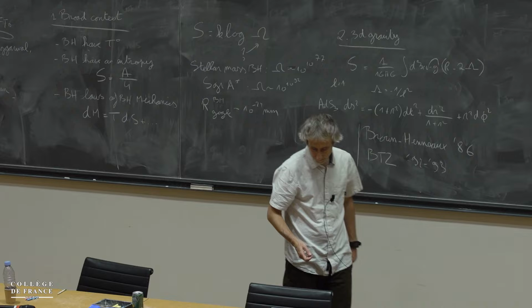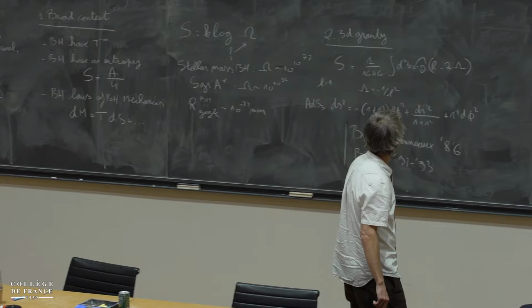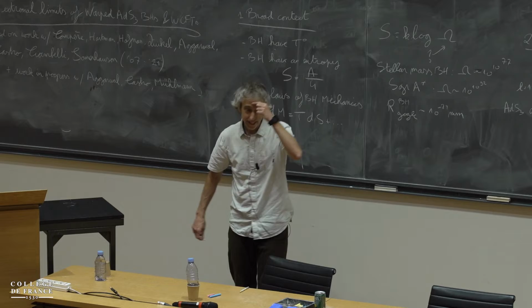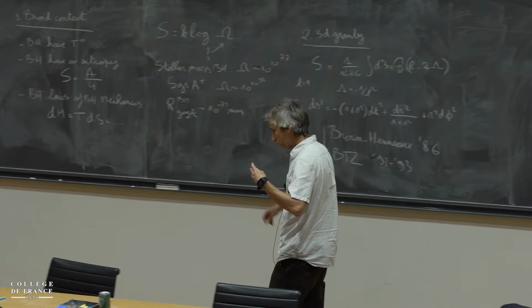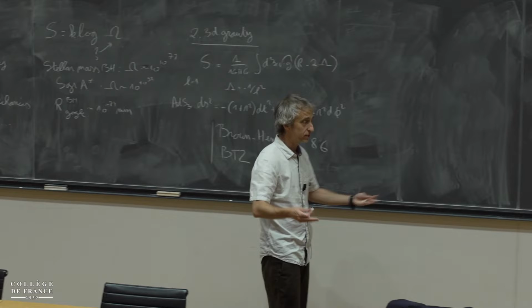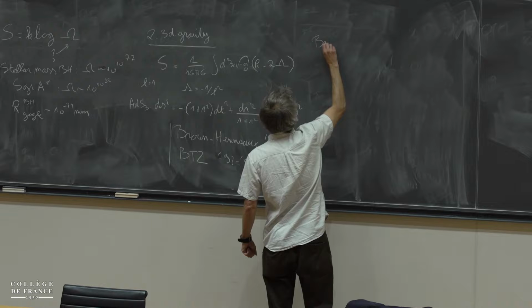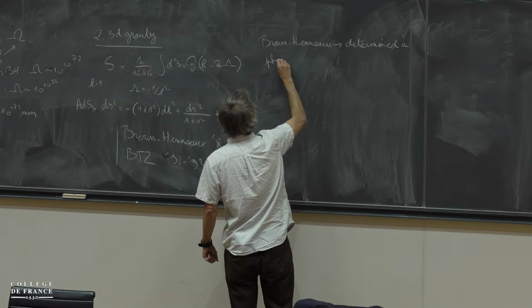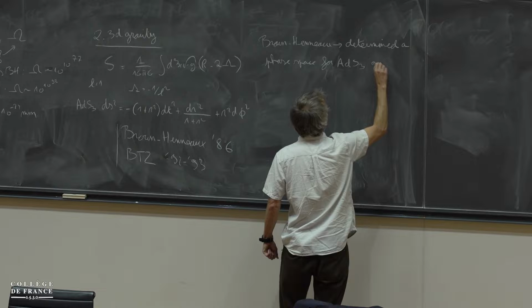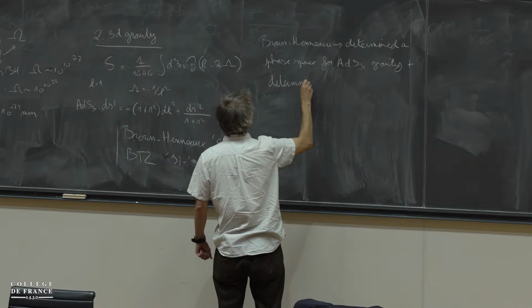So what was done in this paper by Brown-Henneaux in 86 was to identify a phase space of AdS3 gravity. Here I will use interchangeably the words phase space and configuration space, but what they figured out is a set of boundary conditions, fall-off conditions on the metric, that defines the set of metrics that you would consider, for example, in a path integral in gravity. So Brown-Henneaux determined a phase space for AdS3 gravity, plus determined its asymptotic symmetries.